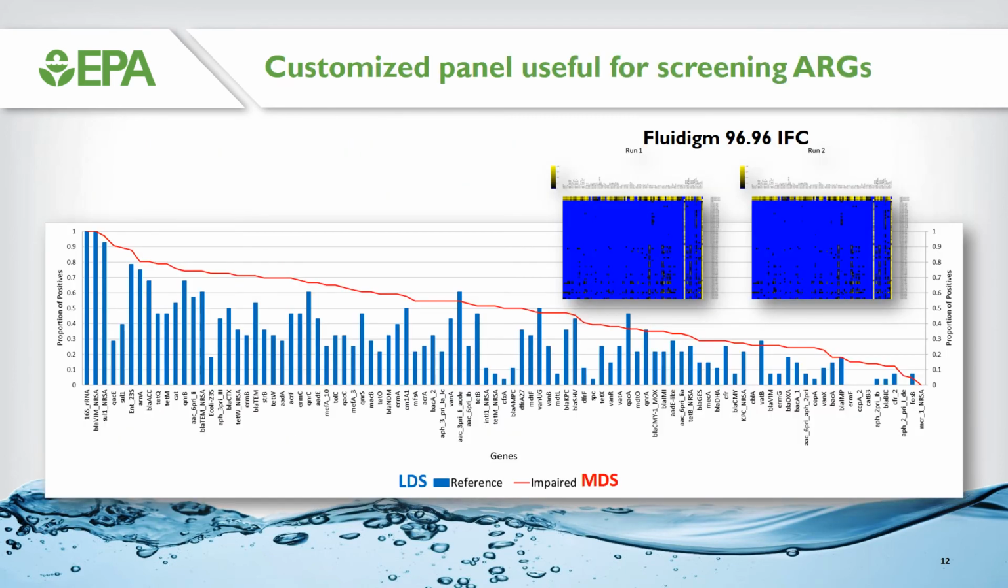So to continue with next steps, I want to show some preliminary data using the Fluidigm system. We have a customized panel of gene targets that cover resistance genes to drug classes such as aminoglycosides, beta-lactams, macrolides, tetracyclines, and other drug classes. This slide shows that impaired sites, or what we've been calling most disturbed sites, have higher proportions of positive PCRs than do least disturbed sites, here labeled reference. Heat maps of the replicate runs are shown in the upper right.